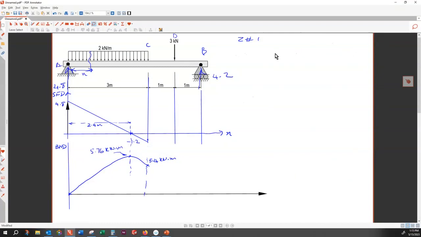All right, now we go to zone number 2. In zone number 2, I would like to bring the coordinate system starting at C. That would simplify the equation. So that is zone number 2, and here x is changing between 0 and 1.